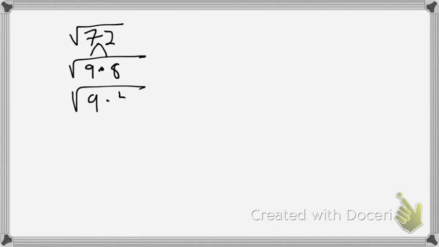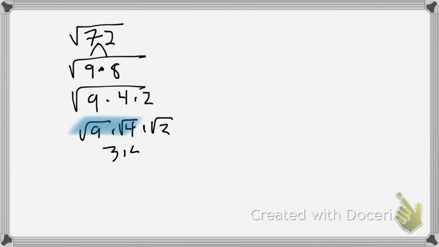Okay. So next, let's look at the square root of 72. That's going to give me 9 times 8. Now, one of those is a perfect square. The other one isn't. But the other one actually has another perfect square hidden in it. So, we can go 9 times 4 times 2. Square root of 9 times the square root of 4 times the square root of 2. So now we have 2 perfect squares right there. So we're going to go 3 times 2 times the square root of 2, which gives us 6 radical 2.